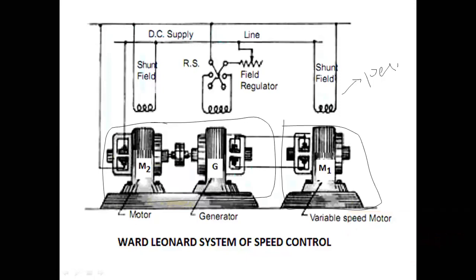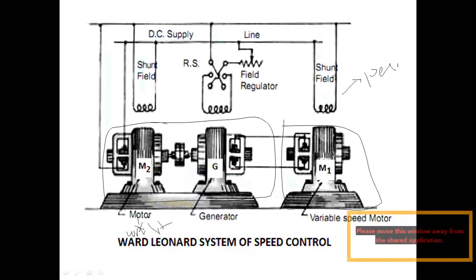Motor 2 is a constant speed motor. The motor which you have connected to the generator in this set is at a constant speed, some K, I'm saying that. Constant speed motor.